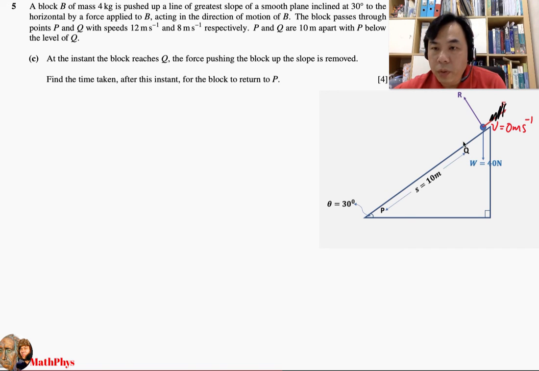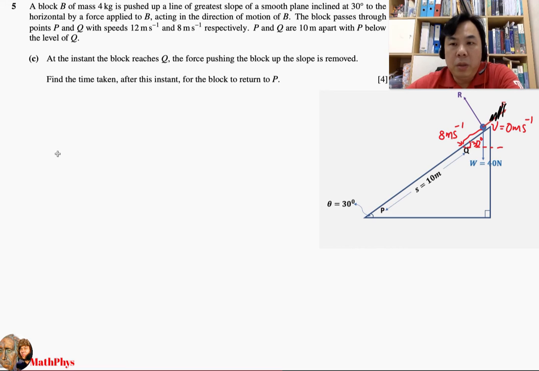All right, now let's look at how to work with this. First of all, of course, we will need to figure out how far the block B would actually progress upward until it reaches a final speed of 0 meters per second. And we know that at this position, it still has a speed of 8 meters per second, right? Okay, I'm going to label this. The angle is still the same, 30 degrees.